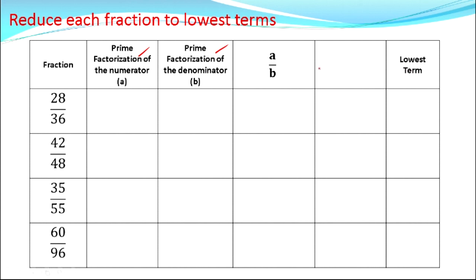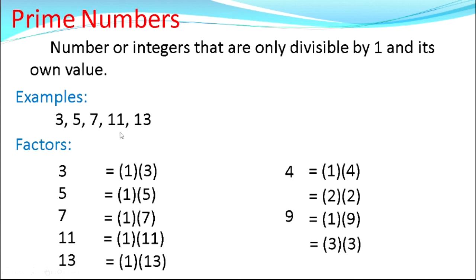Now, ang unang gagawin natin dito, para masimplify itong fraction na ito, we're going to use prime factorization, kailangan malaman natin what are the prime factors ng number na nakalagay dito. So, in case yung first example natin, papakita ko rito yung example. Meron tayong 28 over 36, pero syempre, discuss muna natin kung ano yung prime numbers.